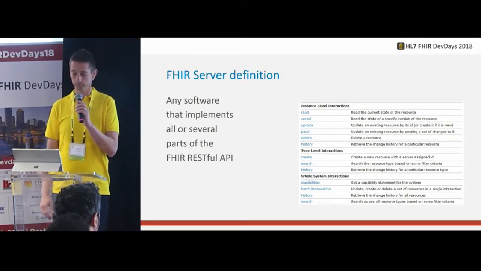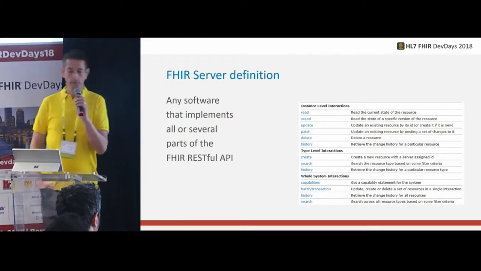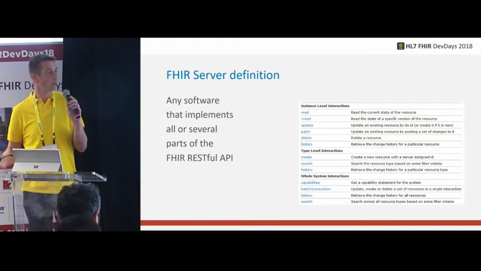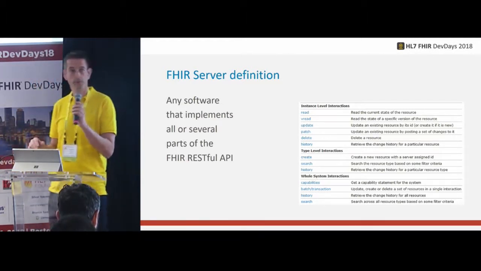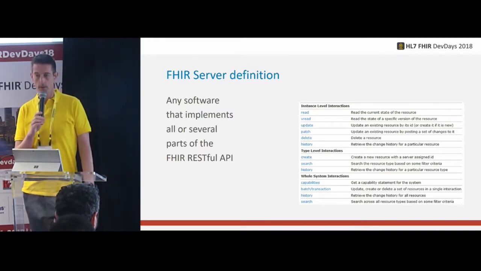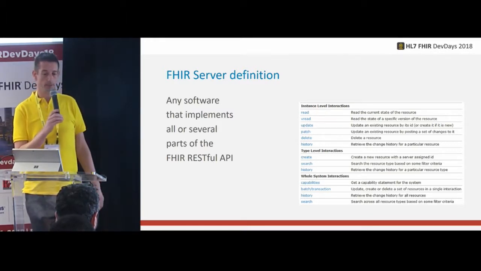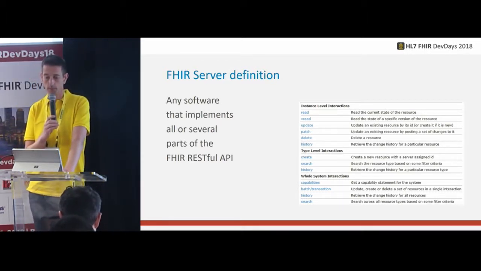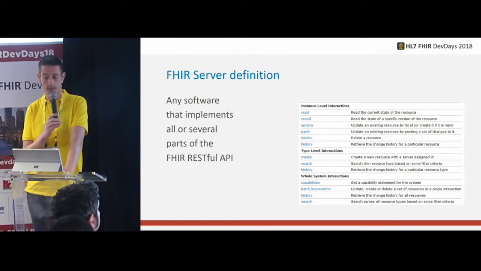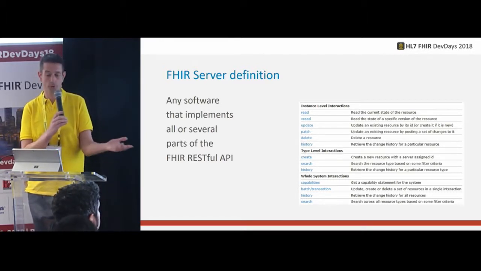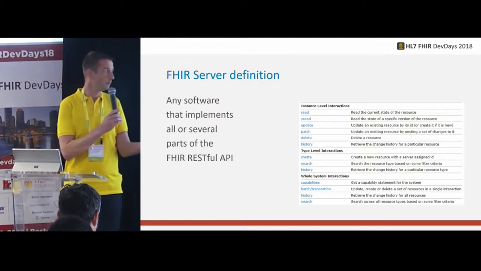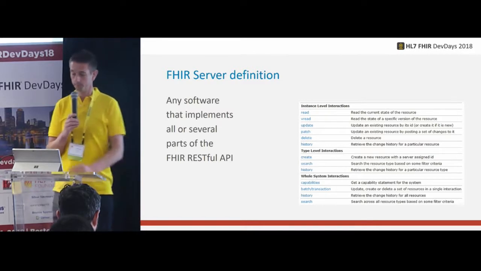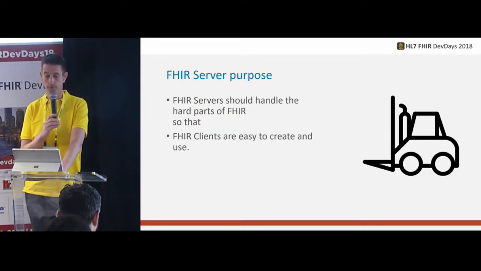And here's something about the API. So here's the FHIR server definition that we use here. It's any software that implements all or some of the parts of the FHIR RESTful API. And the list next to it is from the specification, so you can look that up. It lists all the methods that are in the API, like reading resources or version reading or providing history. Obviously providing a capability statement. Search, very difficult one.